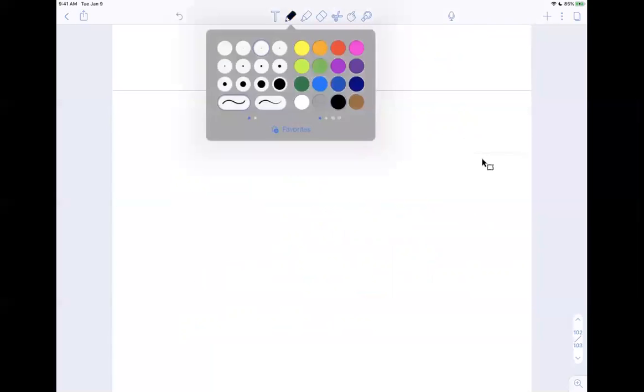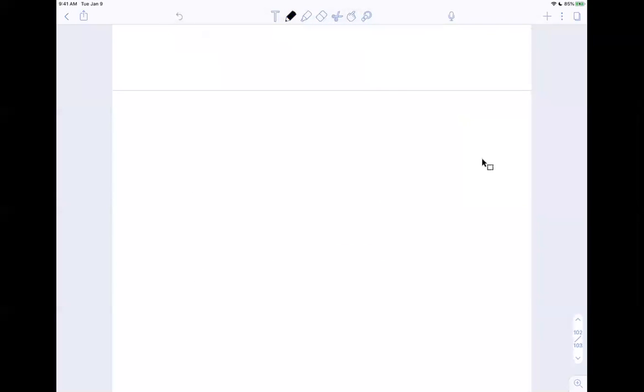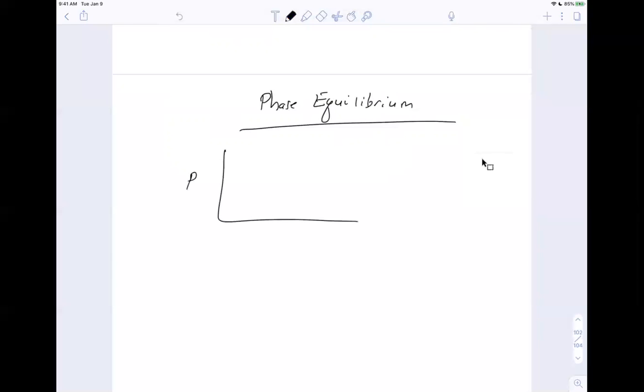Okay, so let's move on to a new topic. Any other questions? Okay. So today I want to start looking at phases. Now, we looked at chemical equilibrium. Now I want to look at phase equilibrium. So phases. And you've already seen this for pure H2O.